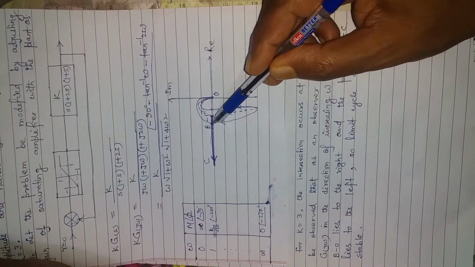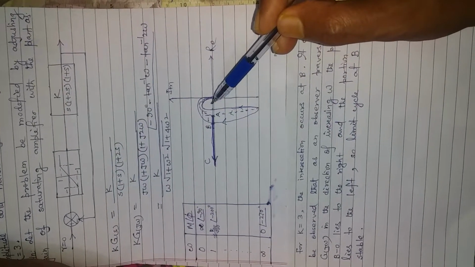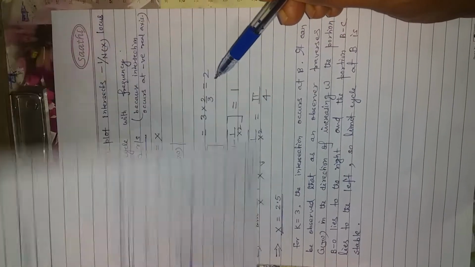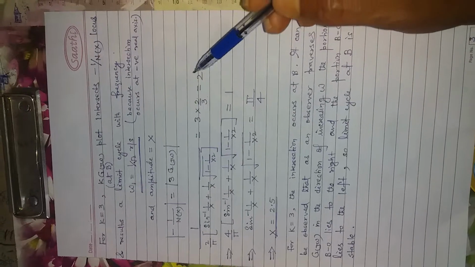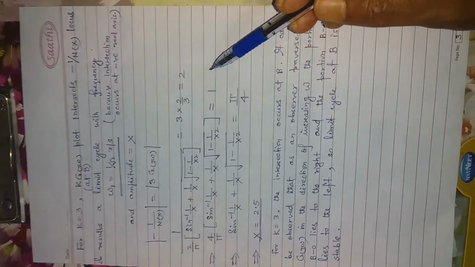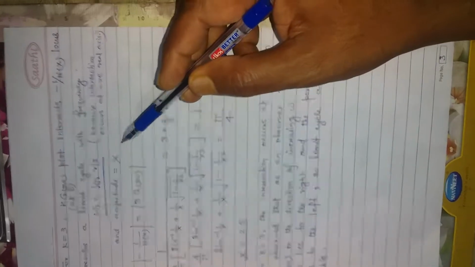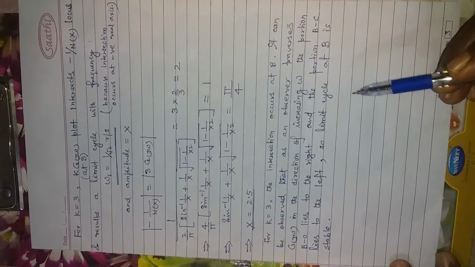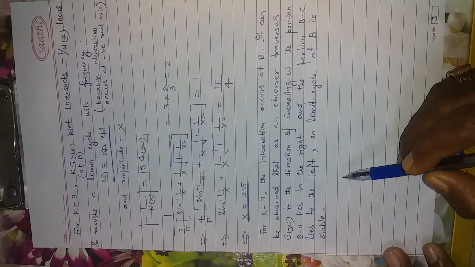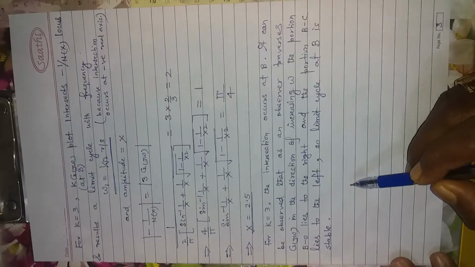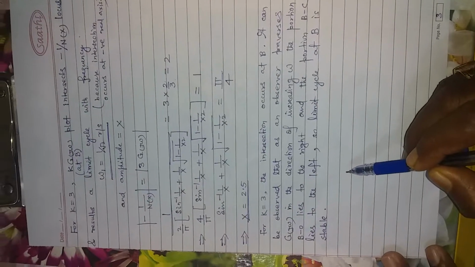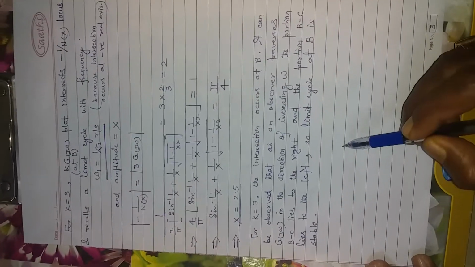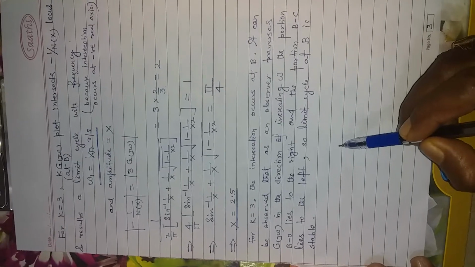So at B, the limit cycle is going to represent a stable operation with amplitude X equal to 2.5 and omega equal to 1 by root 2 radian per second. I hope you must have understood the concept of stability determination by the describing function method, which was another illustration in that sequence. Thank you.